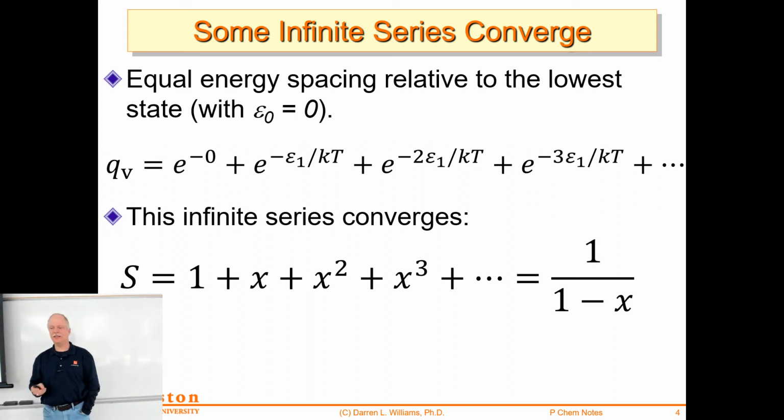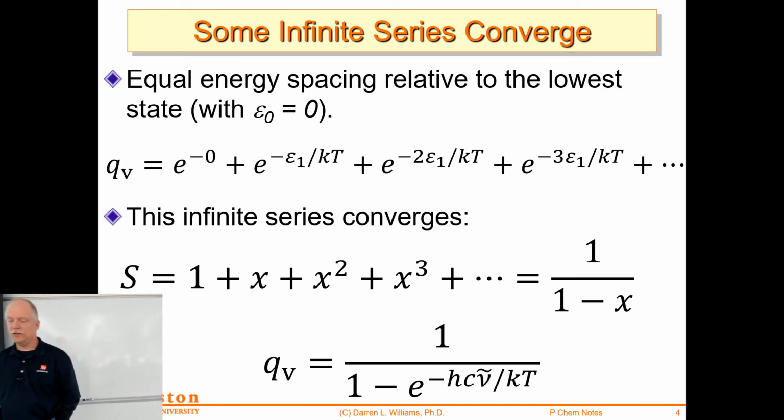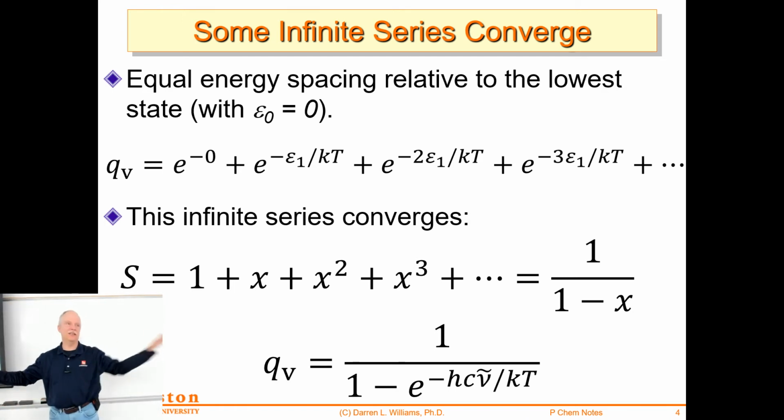1 plus x plus x squared plus x cubed, and so on, converges to 1 over 1 minus x. And so you get the actual result of that infinite sum, and you don't have to do this in Excel term by term. You just need to know what x is. In this case, x is e to the minus epsilon 1 over kT. And so there's our partition function, and it's an exact result for the vibrational levels.